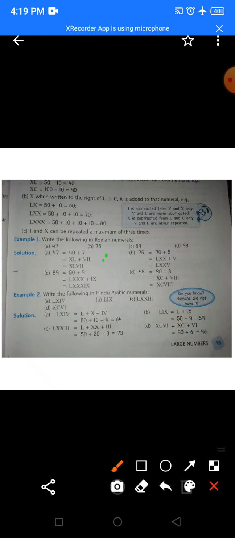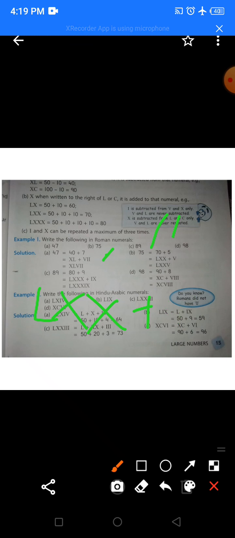Okay? Now see, read the next question, that is 75. Again, just break it into the power of 10. So this is 70 plus 5. How will you write 70? It is nothing but 50 plus 2 times 10. Then you have the 5. Then you have written it.